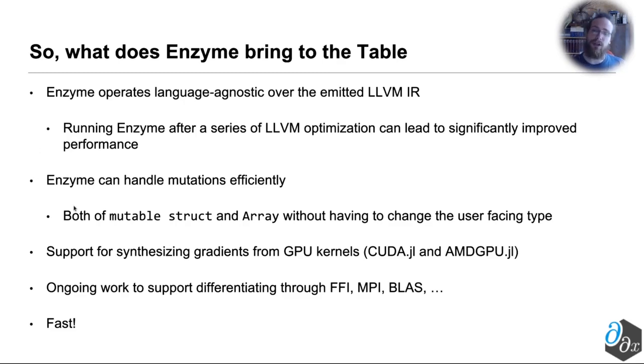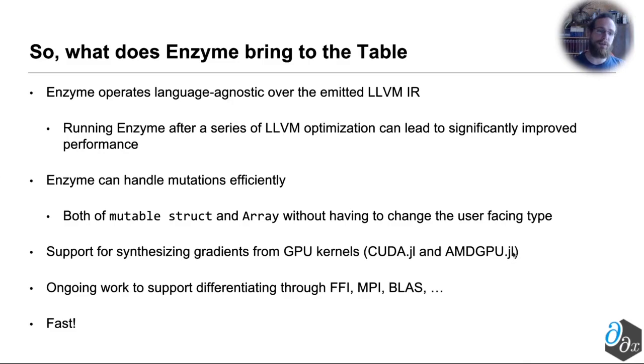Additionally, and in contrast to other AD toolkits in Julia, Enzyme can handle mutations efficiently. So both mutating something like a mutable struct or an array allocation will work, and the user does not have to change any of the user-facing types. So it doesn't face the problem of a few of the auto-differentiation toolkits in Julia, where you have to either write type-agnostic code, or you have to permit the change of type to something that is the internal type of the AD toolkit. It also supports synthesizing gradients from GPU kernels.